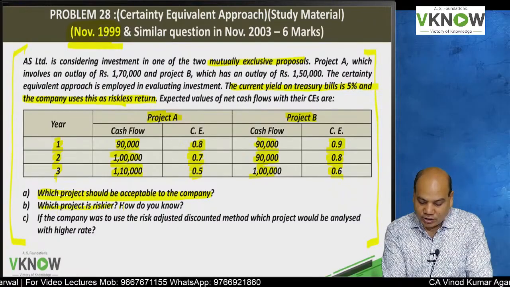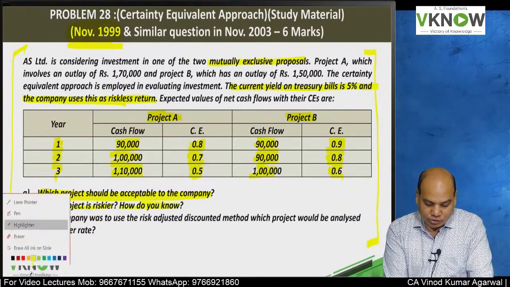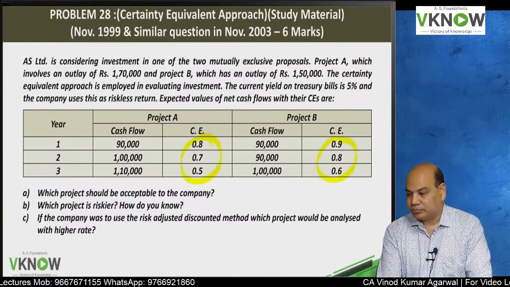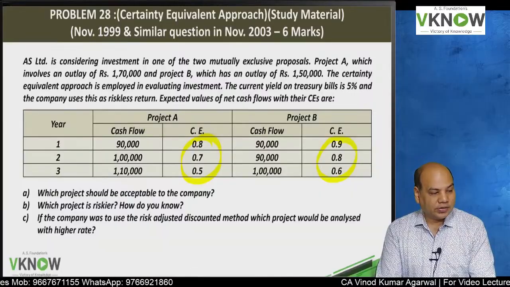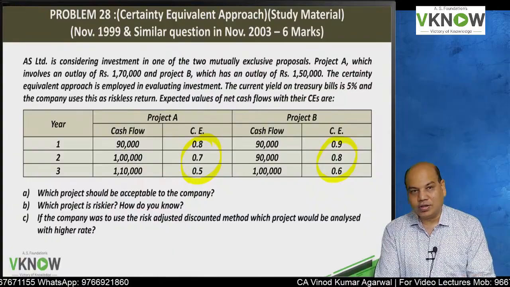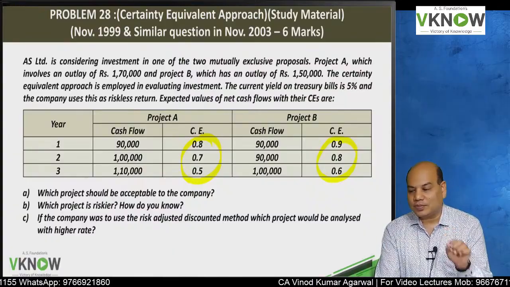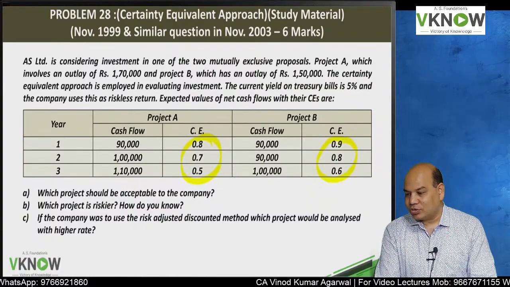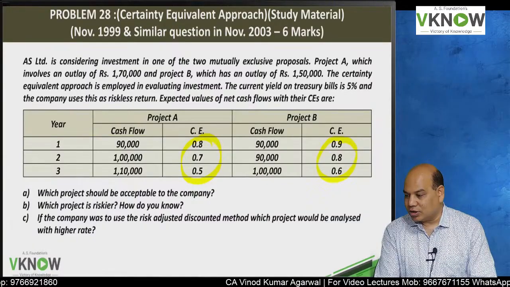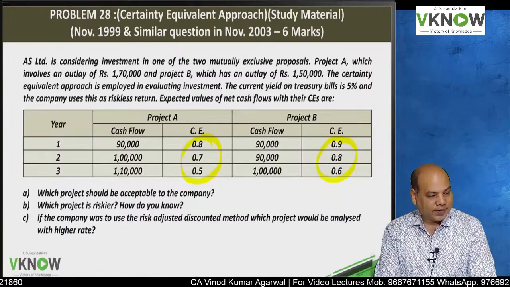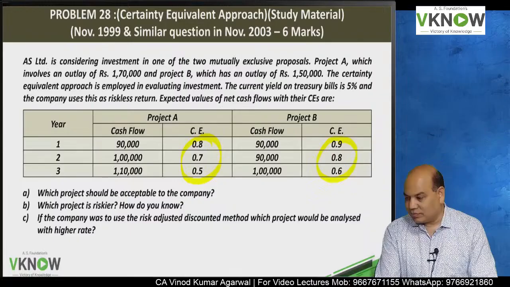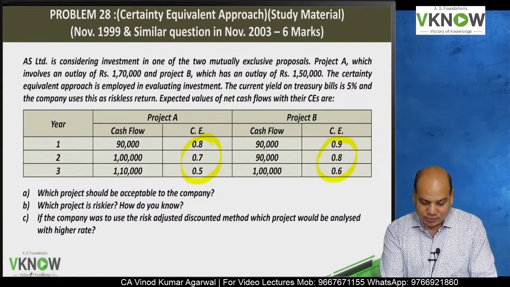Which project is riskier? How do you know? This question you can answer now also. Look at their CEC. Yes, Rajesh, you are right. Now tell me which project is riskier. The answer is already there in the question. No calculation required. Look at the CEC column and tell me project A is riskier or project B is riskier. Most of you have replied A. A is the right answer.